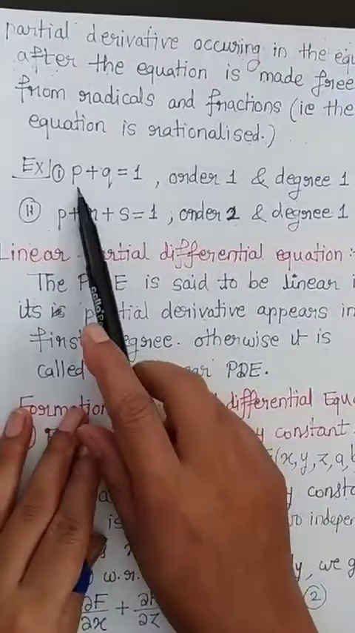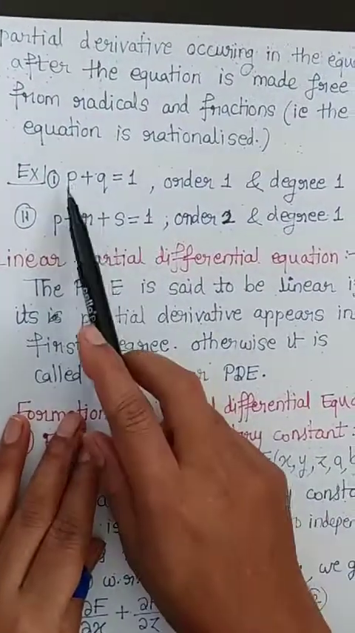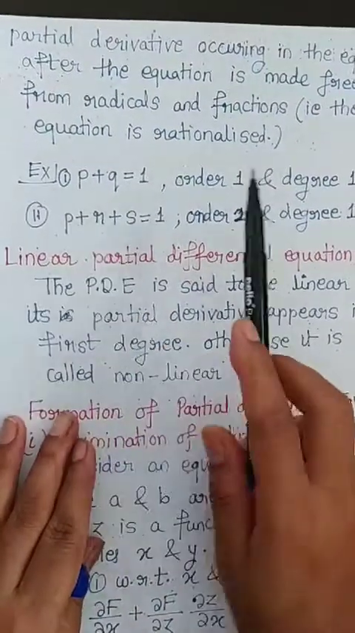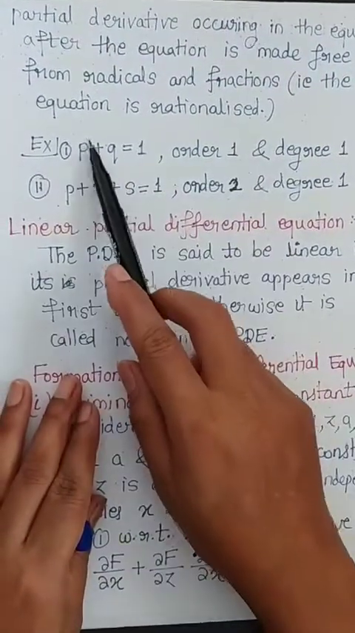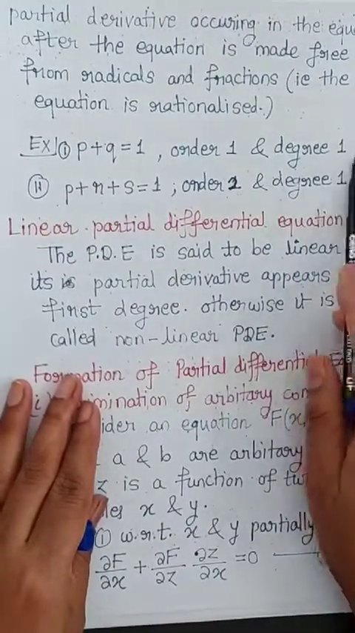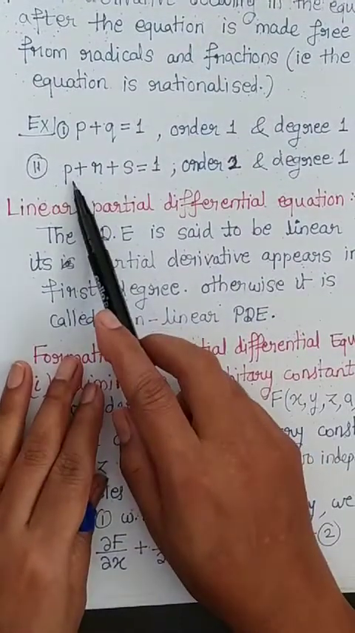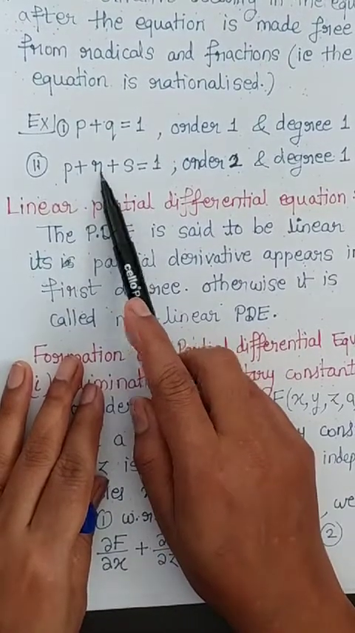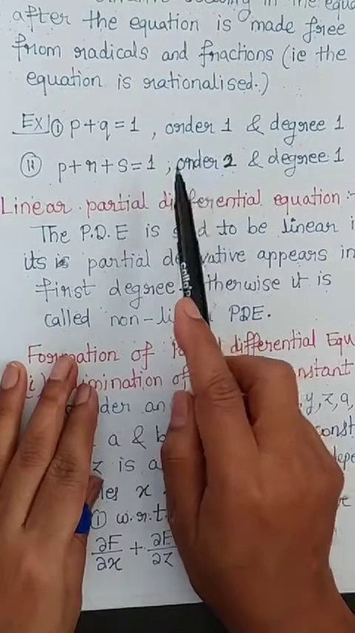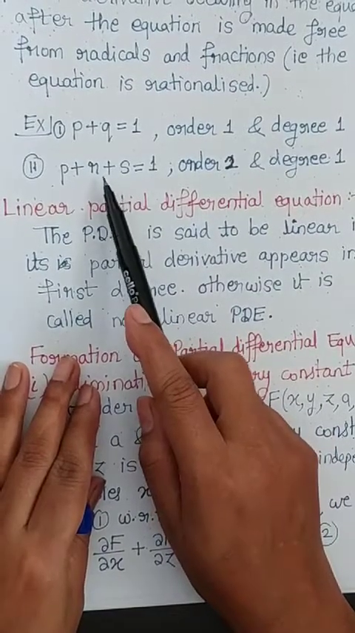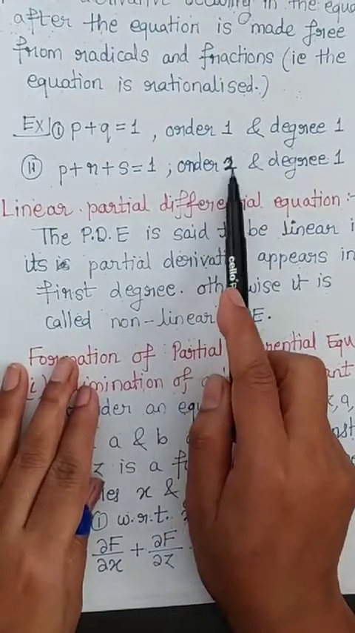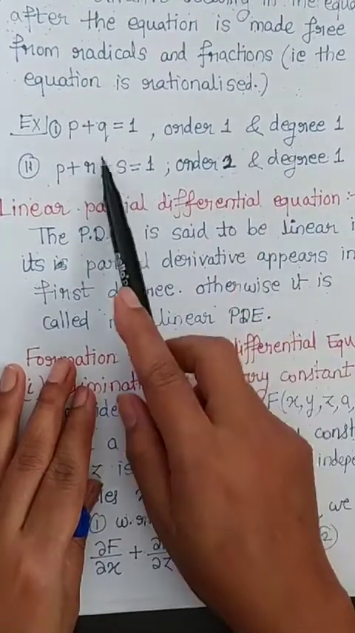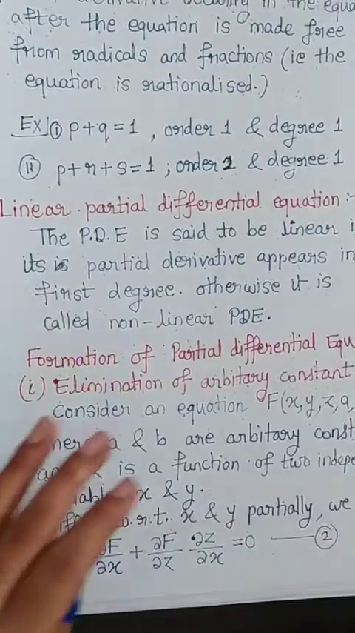For example, p plus q equal to 1. The highest derivative term is first order. p and q are both first order derivative terms. So that's why the order is 1. And what is their power over here? It is 1. So that's why the degree is 1. Now here, p plus r plus s. p is a first order derivative, r is second order, s is also second order. That's why the highest order derivative term is second order. Hence the order of the differential equation is 2. And the power over here is 1, so the degree is 1.